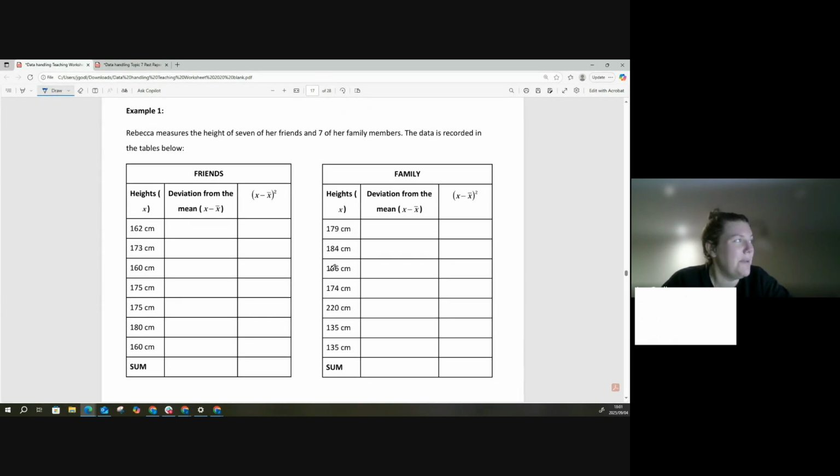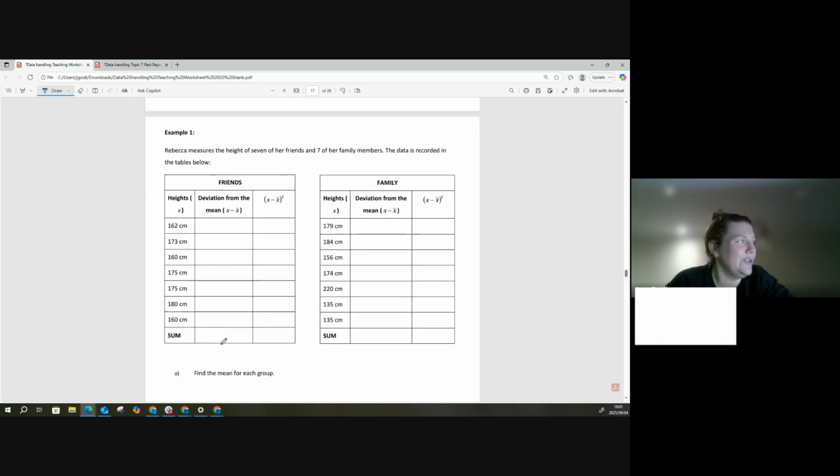So Rebecca measures the height of 7 of her friends and 7 of her family members. The data is recorded in the tables below. First mission is to find the mean of each group. Second mission, to complete the tables, and then to work out the variance and the standard deviation for both groups. I will give you 5 human Earth minutes.